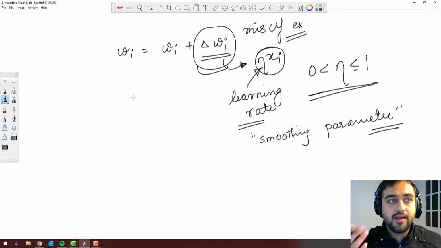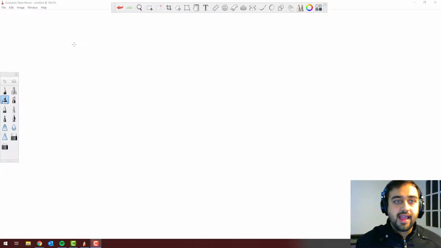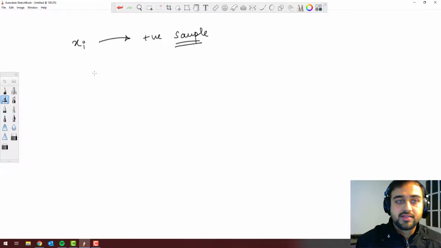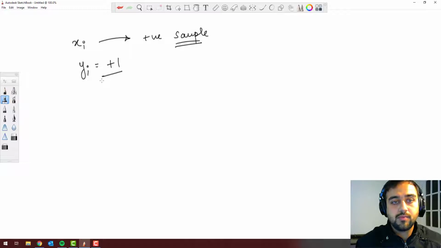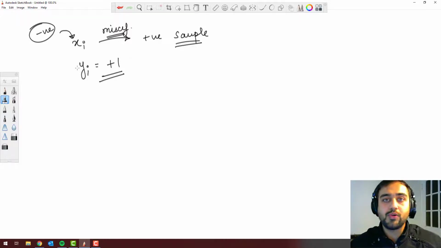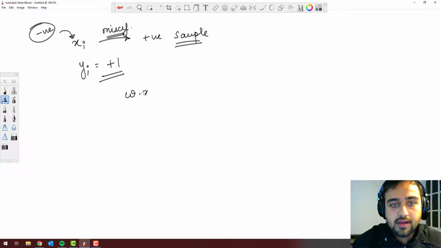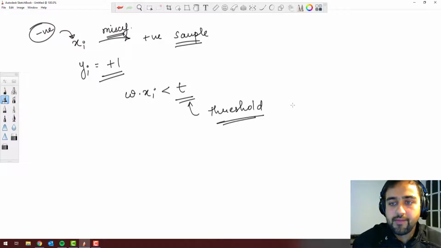So now let's take an example where I'll show you how we update the weights. Let's say we have an xi which is misclassified as a positive sample, so the output of our perceptron is equal to +1. Our xi should have been negative, but it is misclassified as a positive sample. Therefore, the output given by our perceptron is equal to +1, and as we match our output and our target value, we see that there is a discrepancy. That means it is a misclassification, right? So now, if we have yi equal to +1, that means w·xi is less than or equal to t, where t is some threshold which describes our decision boundary, right?